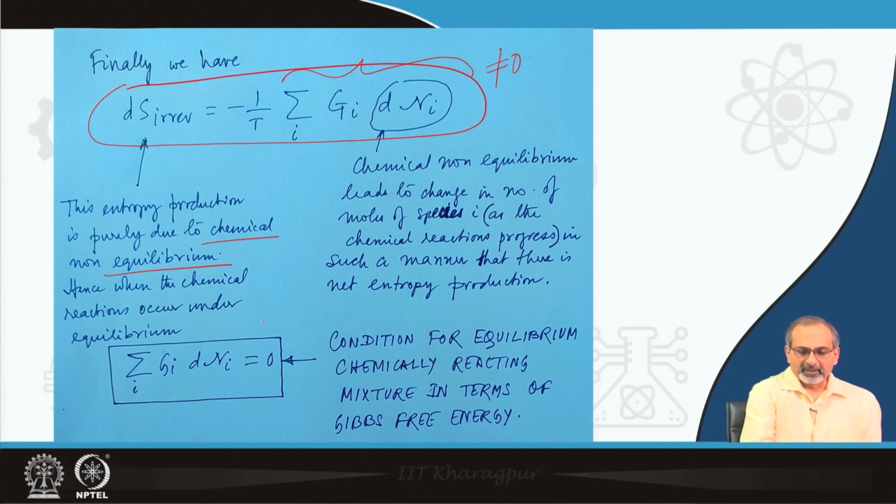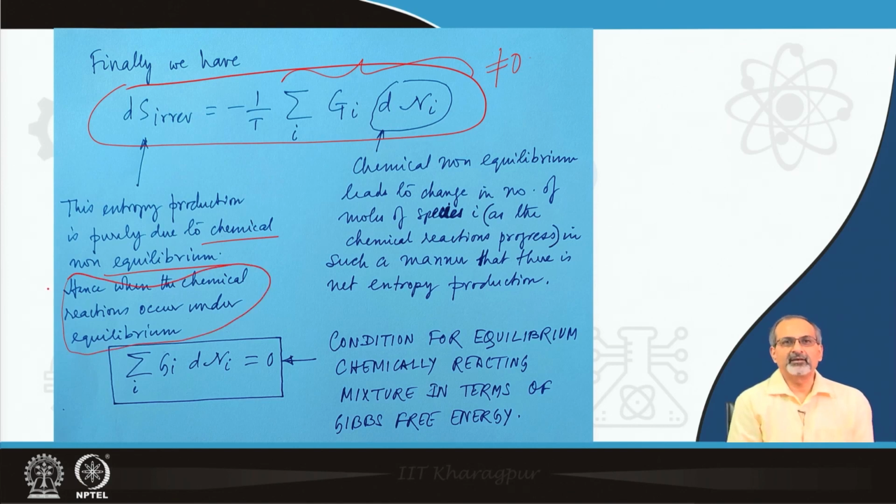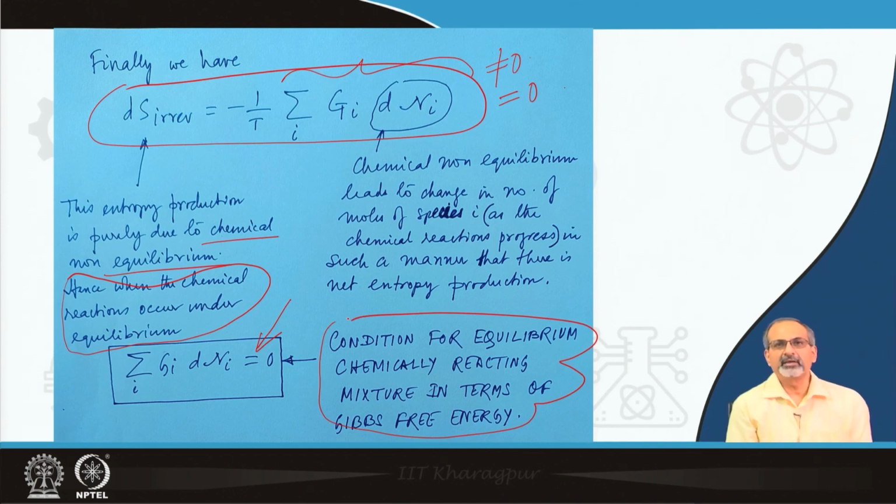Now, from this we can infer that when chemical reactions are progressing under chemical equilibrium conditions, this summation will go to 0. When the summation is 0, we can say that this establishes the condition for equilibrium of a chemically reacting gas mixture in terms of Gibbs free energy. This is a very important relation, because we have now made use of the Gibbs free energy in order to define a condition under which the chemical reactions are going to progress under equilibrium.